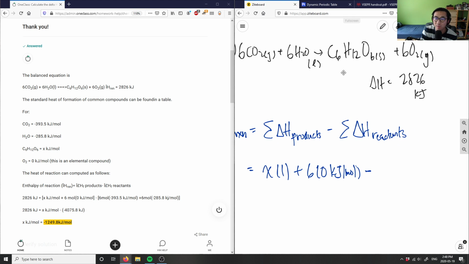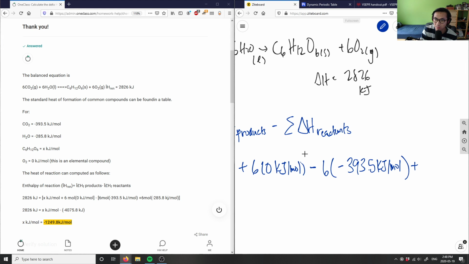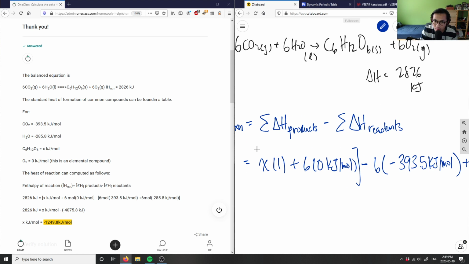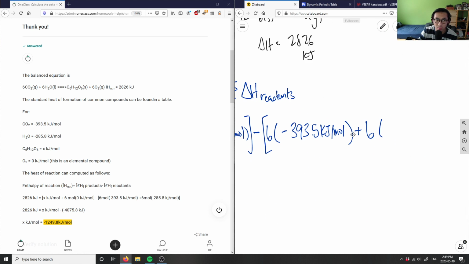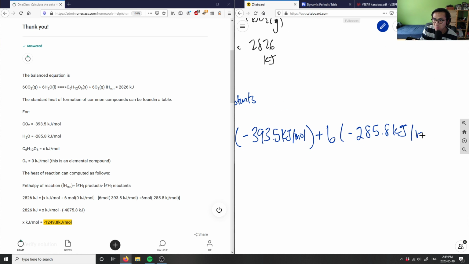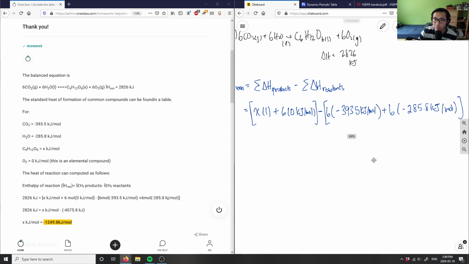minus the sum of all the enthalpy of our reactants here. So I'm going to have 6 carbon dioxides here, which is negative 393.5, so negative 393.5 kilojoules per mole. Plus, and again, this here is our delta H of products, and this guy here is the reactants. So I have 6 CO2, I have 6 H2Os, and H2O has negative 285.8 as its delta H of formation here, so negative 285.8 kilojoules per mole. And then I'm going to zoom out here for a sec so you can see everything.